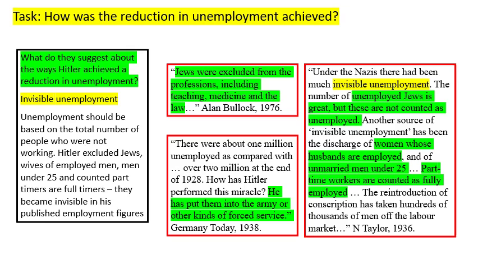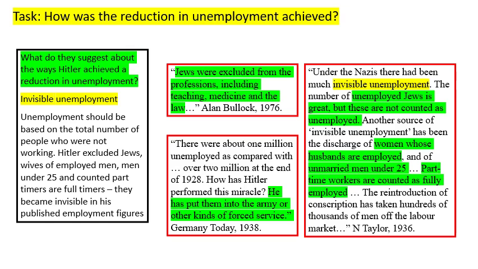The second source, so you've got the green bit there, I've said he put them into the army or other kinds of forced service. All right, so he took unemployed men and put them into the army. Therefore, they're employed, they have a job, they do not sit on the unemployment figures. And then you've got the right-hand side one. Ignore the yellow for a moment because we're going to talk about that in a second. But again, it's pointing out things that Hitler did to reduce unemployment. So the number of unemployed Jews was a lot, but they weren't counted as unemployed. So he left them out of the figures.